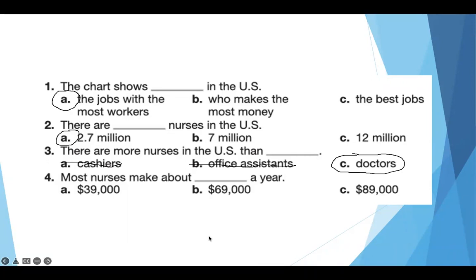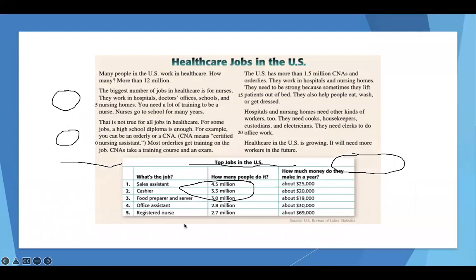All right, and the last question also comes from that chart. Most nurses make about blank per year. Do you think it's 39,000, 69,000, or 89,000? This is going to be B, 69,000, which we can see on the chart one last time. How much money do they make in a year? About $69,000.